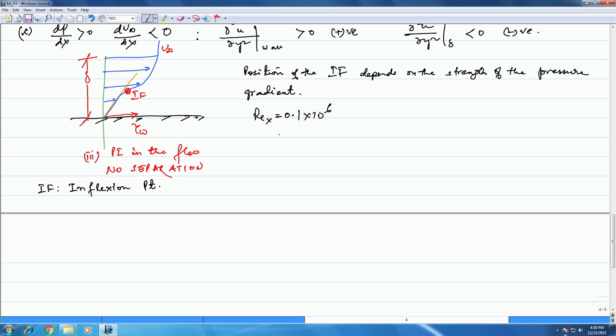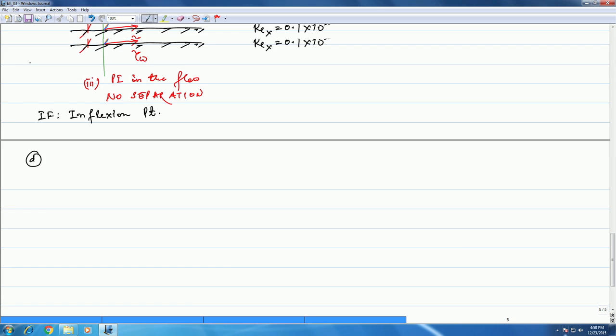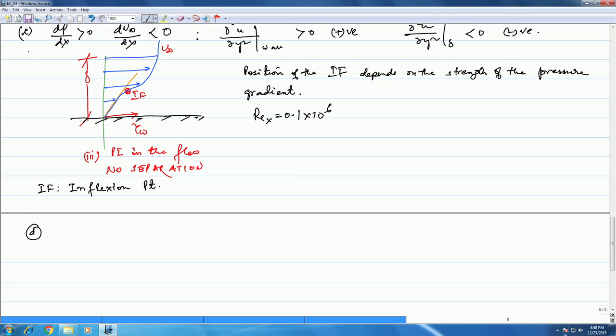now a moderate gradient, right? A critical condition is reached where ∂u/∂y is equal to 0. What does that imply? At a moderate gradient, dp/dx is kind of moderate. So now we are in this kind of a place, and the inflection point is somewhere in the flow. But that doesn't necessarily mean that it will separate right away.